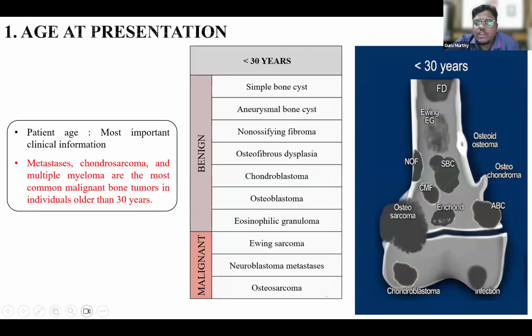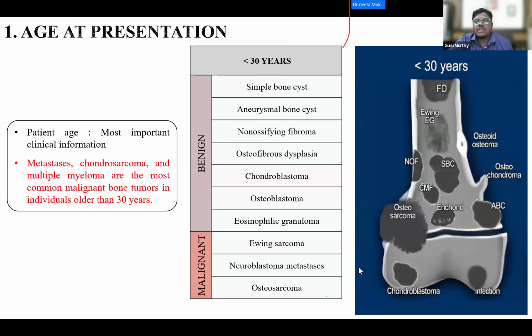Only two are your primary neoplasms. One is your osteosarcoma, the other one is your Ewing sarcoma, and don't forget about the metastasis secondary to neuroblastoma, which will occur in pediatric age groups. So whenever you encounter a patient of less than 30 years, if it is an aggressive looking tumor, suspect osteosarcoma, Ewing's, neuroblastoma metastasis. The rest all are your benign entities.